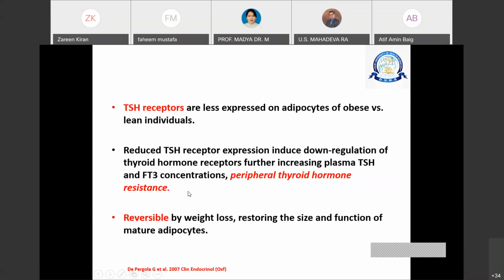This is a bit different from the central or peripheral thyroid hormone resistance we study, which is genetically associated, because this is reversible by weight loss, restoring the size and function of mature adipocytes. And when the number of adipocytes decreases, TSH receptors would comparatively become more prominent and increase, and then upregulation of thyroid hormone receptor will take place, and then TSH and free T3 will normalize.